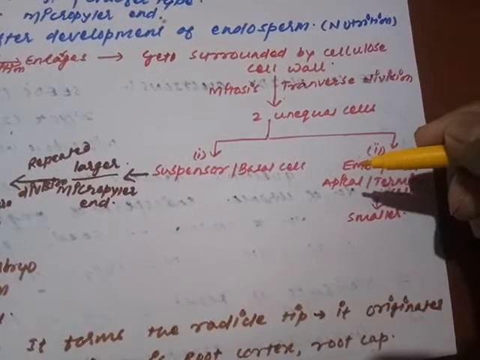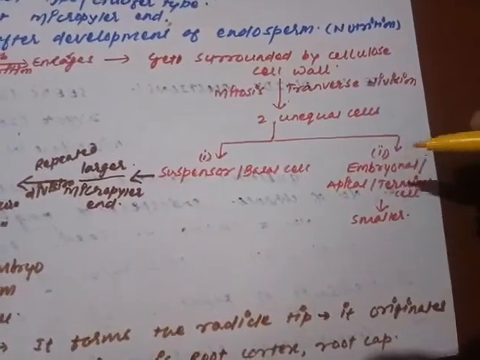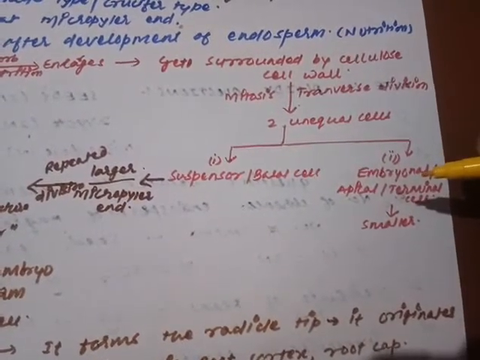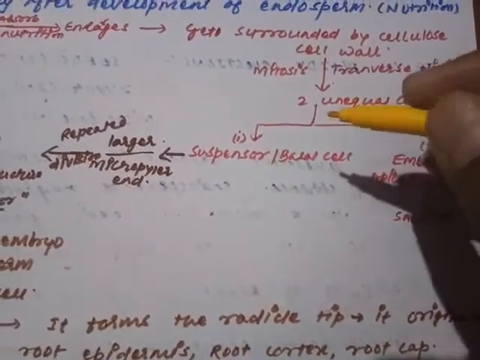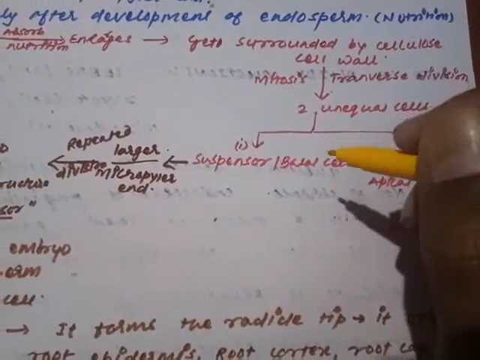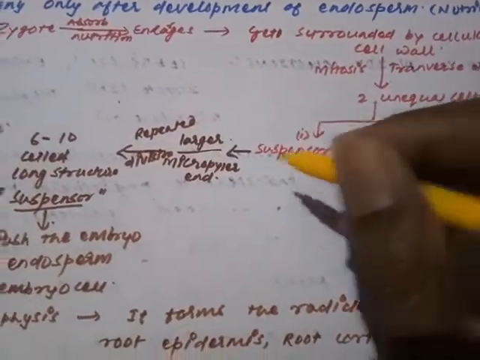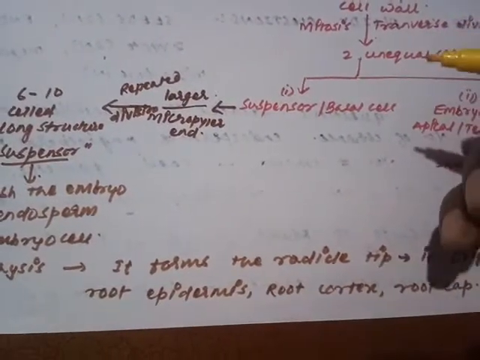The two unequal cells are produced. The basal cell is the larger one and the smaller one is the apical or terminal cell. The apical cell continues in embryonic development, so it is also referred to as the embryonal cell, and the basal cell continues in the development of the suspensor, so it is called the suspensor cell. Here I will continue with the suspensor cell or basal cell first, then we'll come back to the embryonal cell.